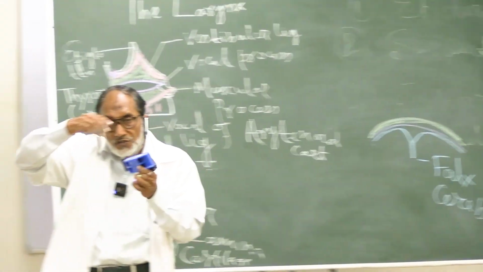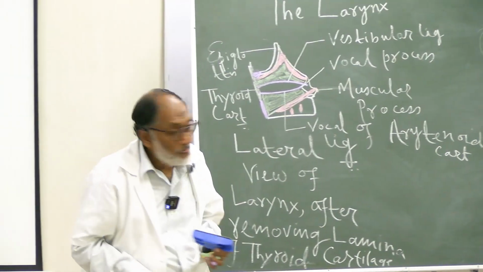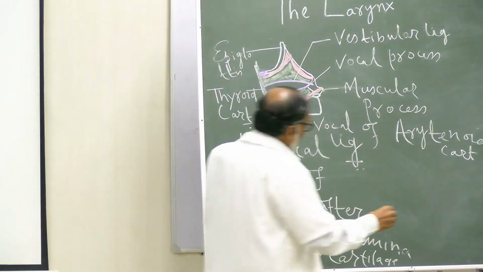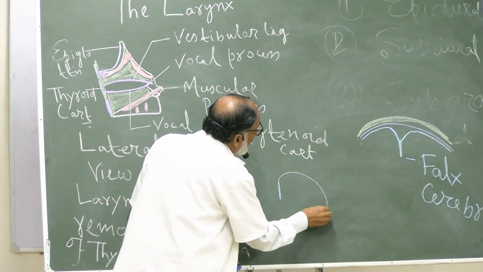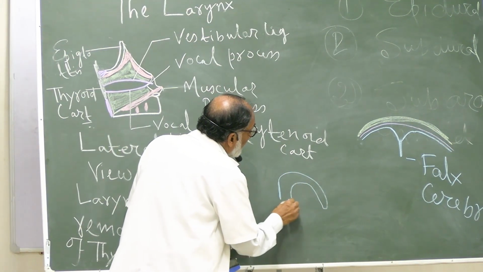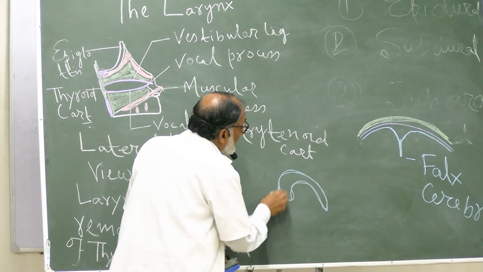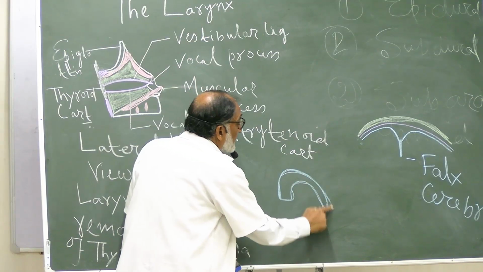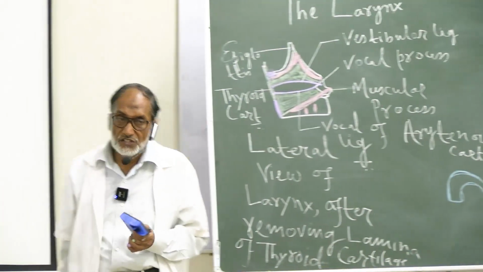Falx means sickle shaped. It is sickle shaped. Actually it looks like this. It is a sickle shaped fold. This is known as falx cerebri.